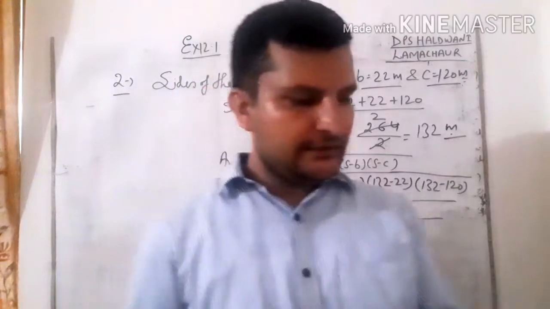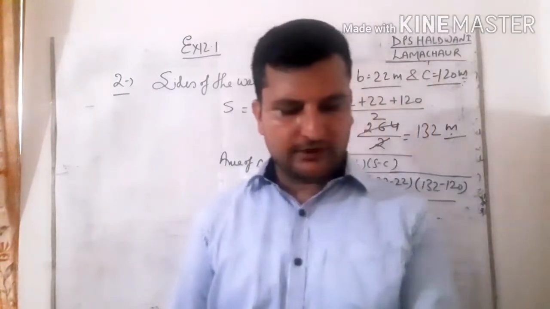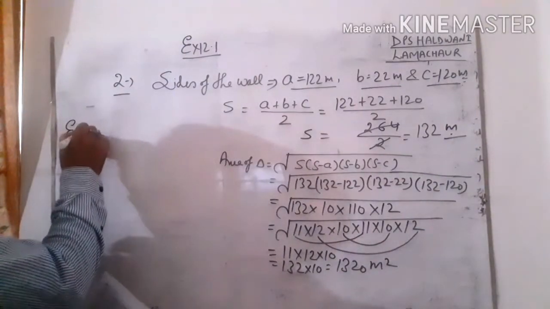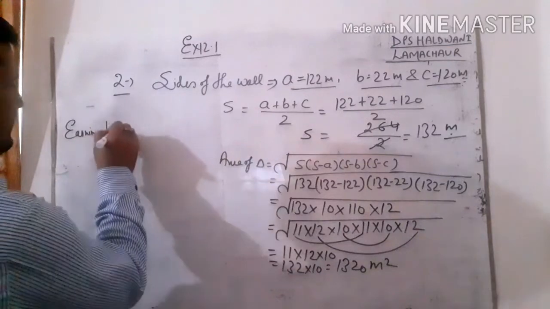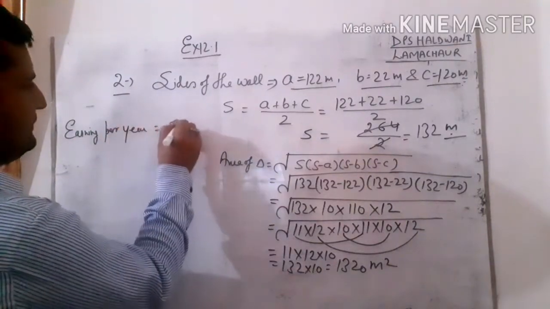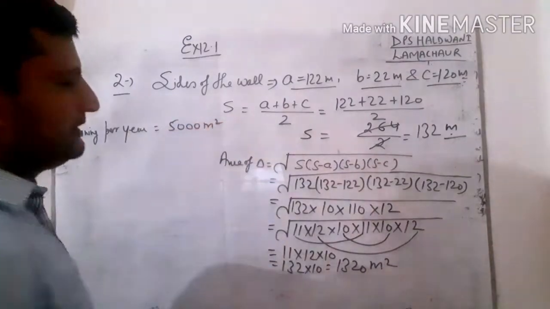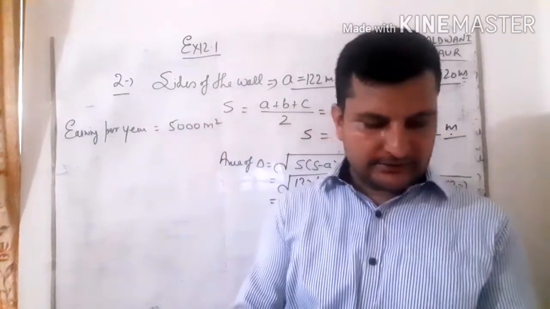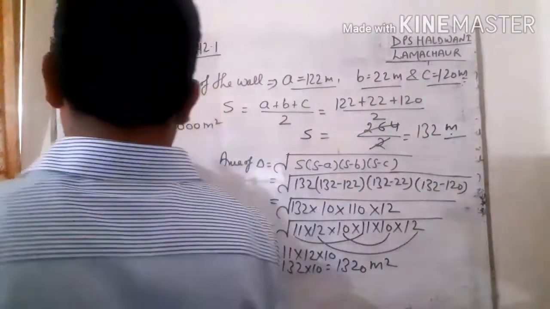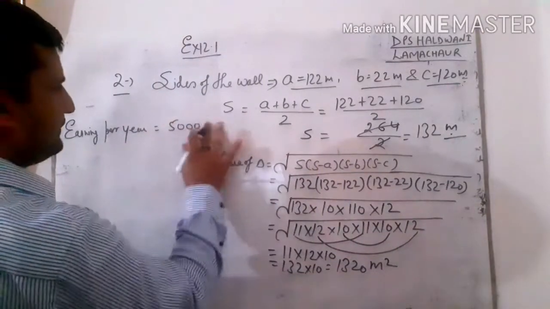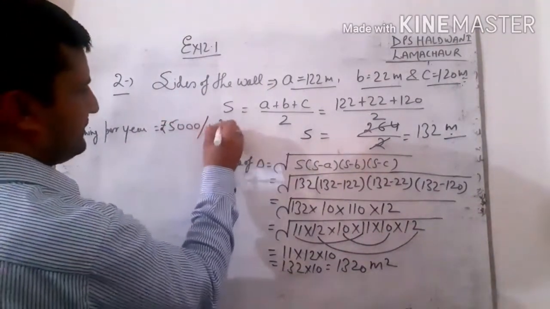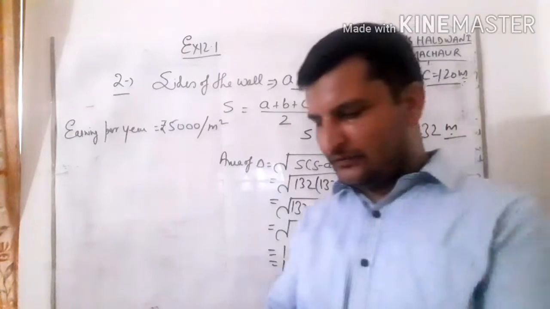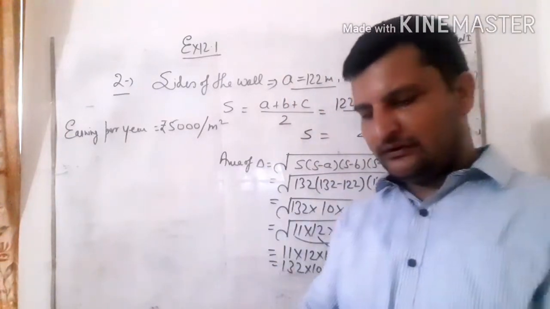We have to find that the advertisement yields an earning of rupees 5000 per meter square per year. So you can say that earning per year is equal to 5000 per meter square, right? Earning per year is rupees 5000 per meter square. It is given, that means 1 meter square earning is rupees 5000, and we have to find the earning for how many years? We have to find the earning for 3 months.